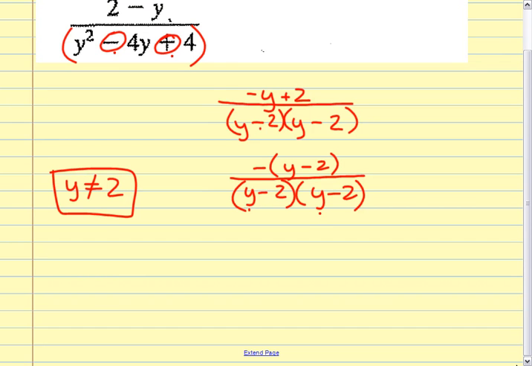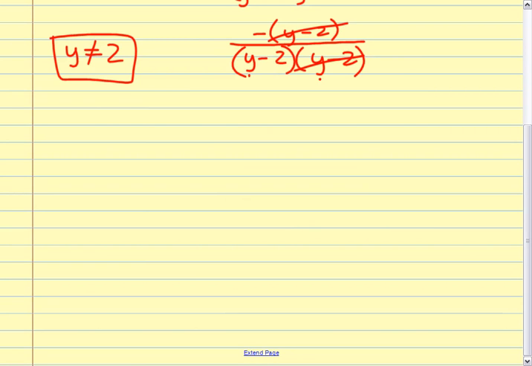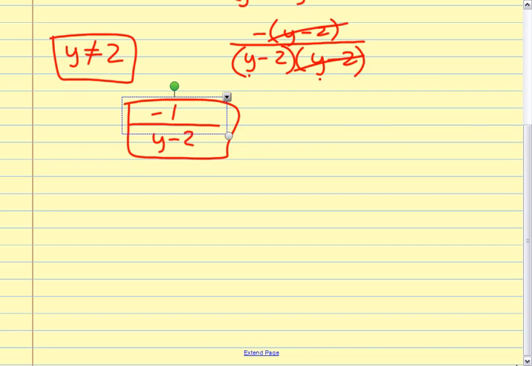And now I can cancel. Numerator with the denominator, and it leaves me with, what does it leave me with on top, Ellie? Negative 1. Negative 1 over, what's on the bottom, Ellie? Y minus 2. Perfect. I could take that negative right here, and I could move it out front. But I don't have to. I can leave it on the top.